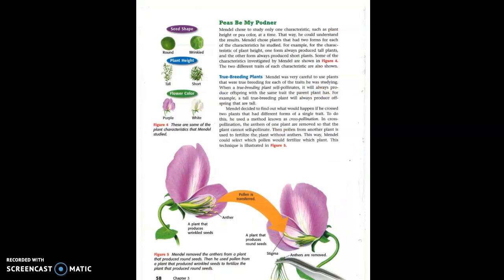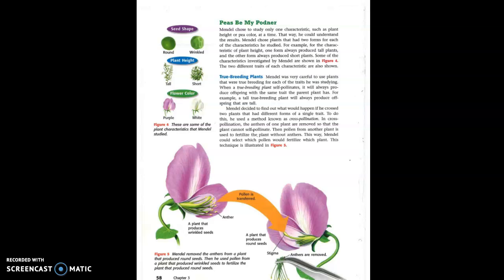Peas be my pardner. Mendel chose to study only one characteristic, such as plant height or pea color, at a time. That way he could understand the results. Mendel chose plants that had two forms for each of the characteristics he studied. For example, for the characteristic of plant height, one form always produced tall plants and the other form always produced short plants. Some of the characteristics investigated by Mendel are shown in Figure 4. The two different traits for each characteristic are also shown.